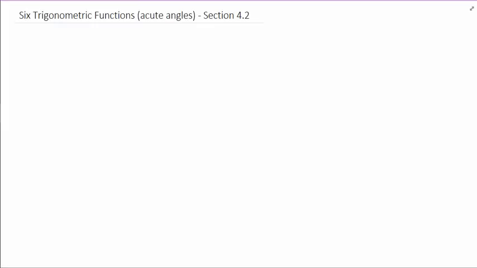Today we're going to talk about the 6 trigonometric functions. We're going to base our conversation on acute angles, and we're not yet going to bring into the conversation obtuse angles. So real quickly, acute angles would be angles between 0 and 90 degrees, or if we're working in radians, between 0 and pi over 2 radians.